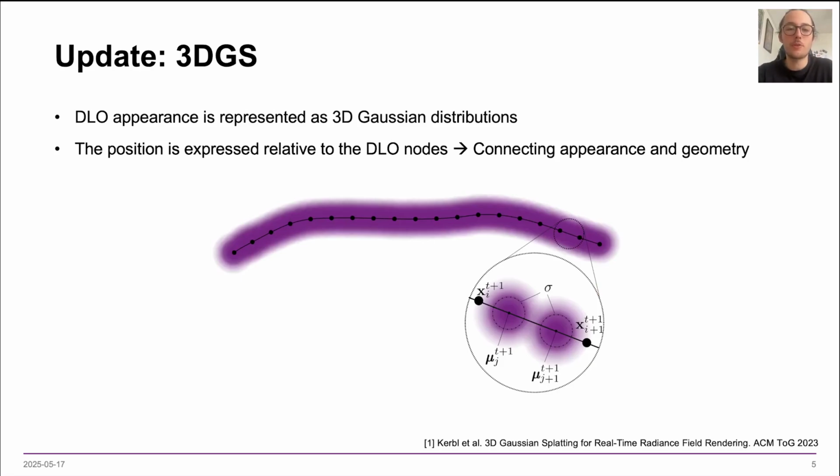To closer align the prediction with the actual image observations, we model the DLO appearance with a set of 3D Gaussian distributions, where each Gaussian models the local appearance of the rope at a certain point. The position of each Gaussian is represented relative to the DLO nodes, therefore connecting appearance and geometry. This means if the rope deforms, the Gaussians get deformed alongside it.